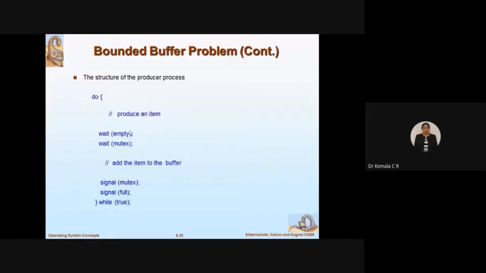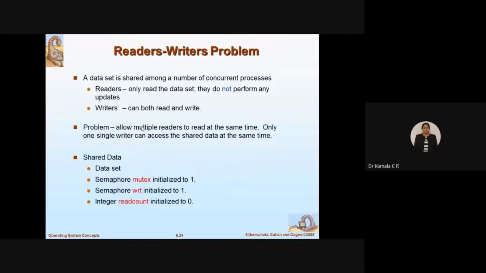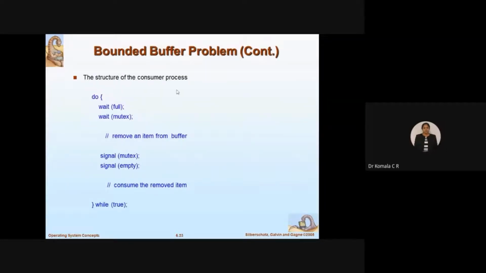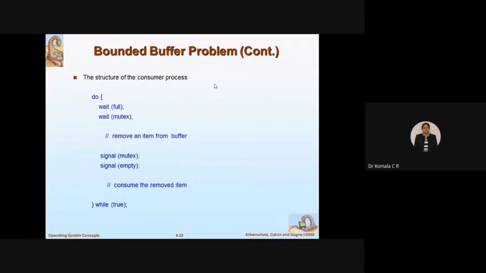Same way you are going to consume it. That is there in the next slide. Fine. So next, these are the set of codes, the structure of the code for the producer process. Next we have the structure of the code for the consumer process.